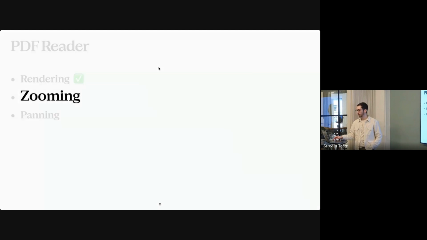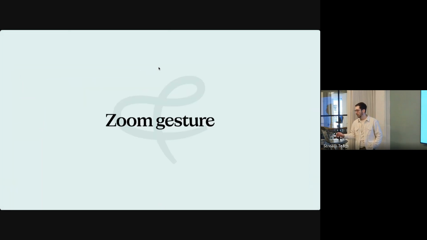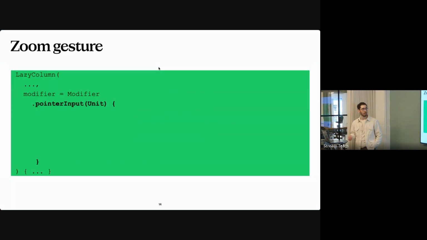Now let's talk about zooming. And this section is going to be the meat of the talk. It's the most of the slides we have here. And when we talk about zooming, we talk about the zooming gesture, the pinch to zoom, right? So let's see how we can implement that. Let's imagine we have this lazy column, and we want to detect the zooming gesture on the lazy column.